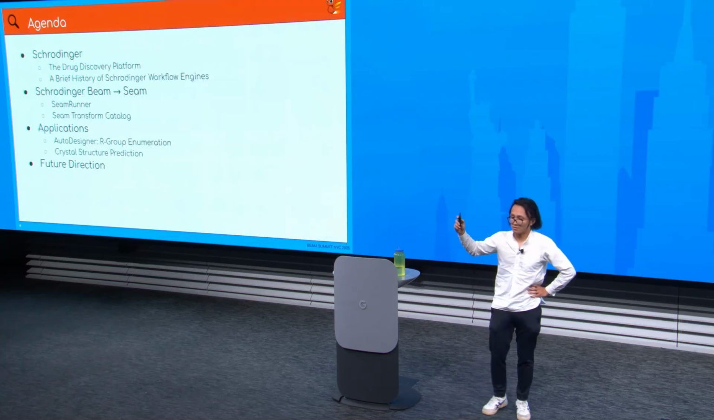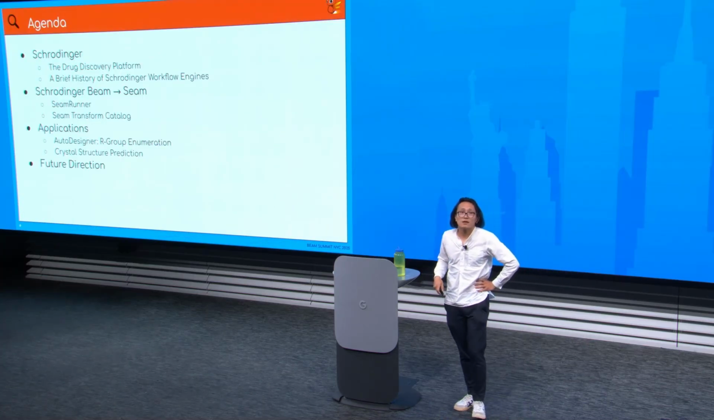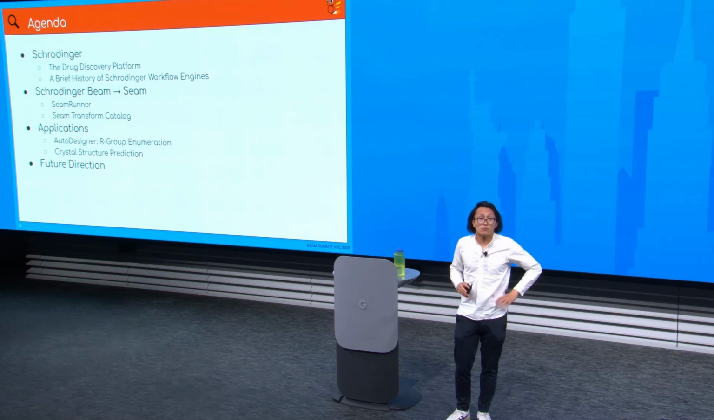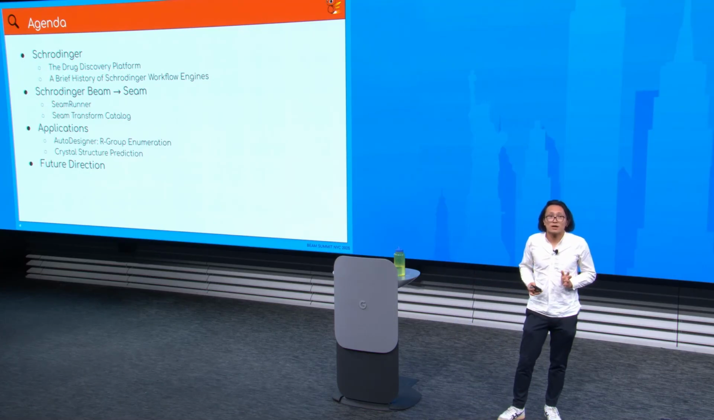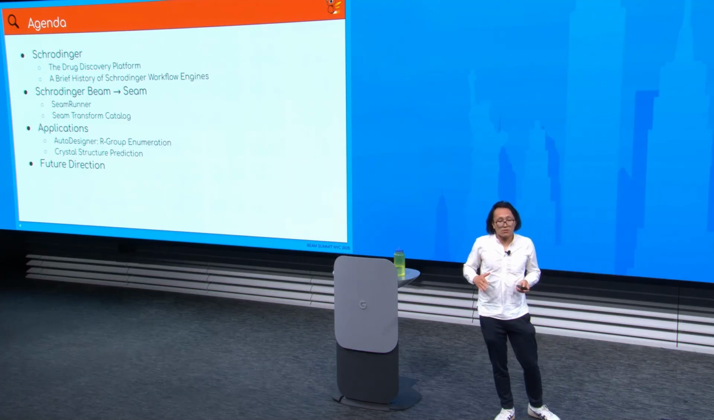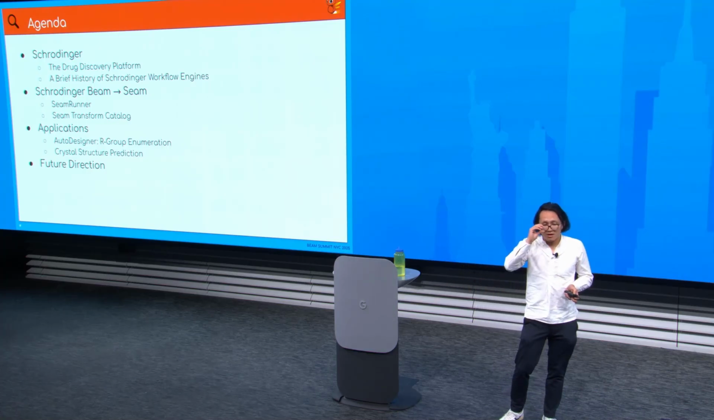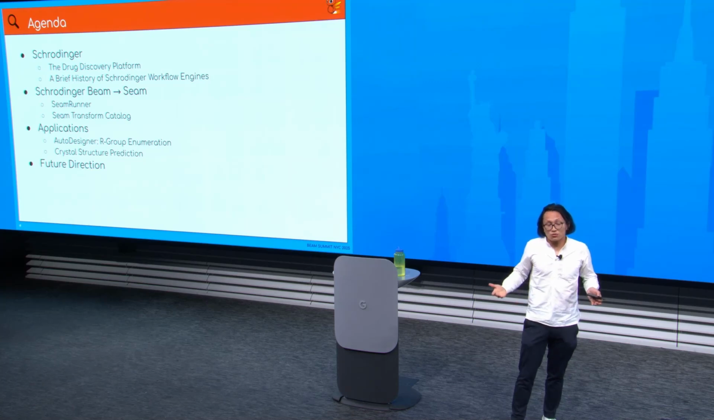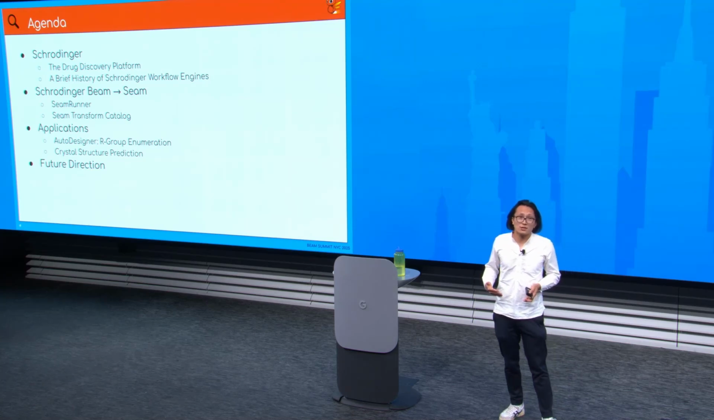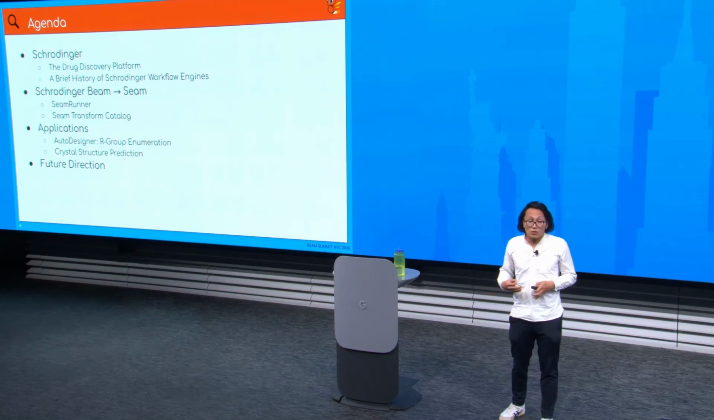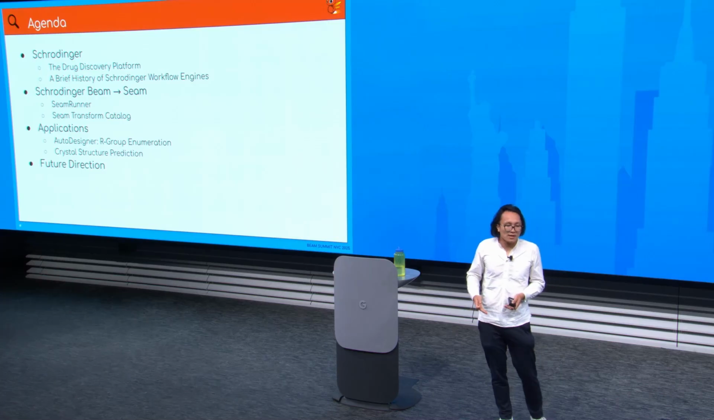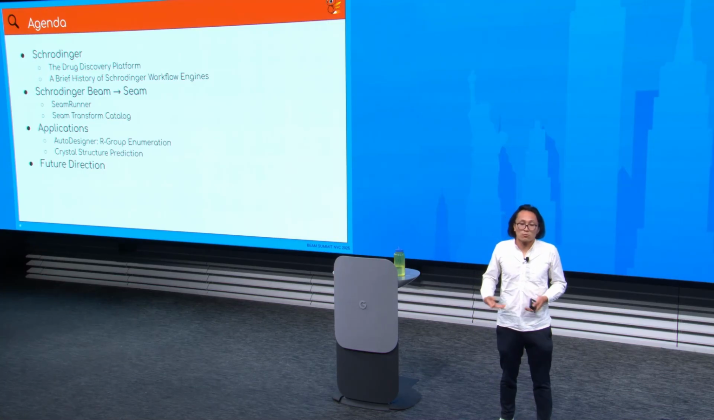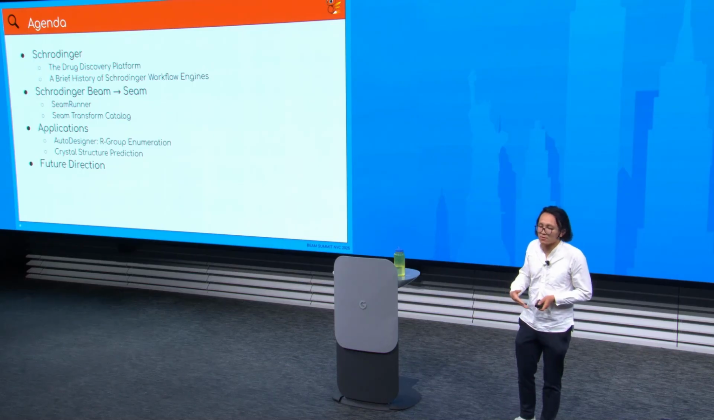OK, so the agenda for today, we'll go over 4 sections. We'll talk about Schrodinger and what we do. We'll focus on the drug discovery platform, and we'll talk a little bit about workflow engines at Schrodinger. From there, we'll motivate how Schrodinger started using Beam. We call our integration Seam. And we'll talk about a new runner that we've written called the Seam runner. And then we'll eventually lead to applications and what we sell to customers and what runs on Beam for us. And then if we have time, we'll talk about future direction as well.